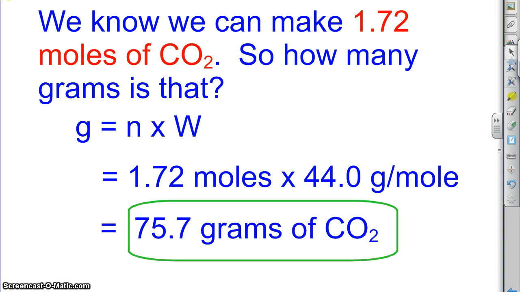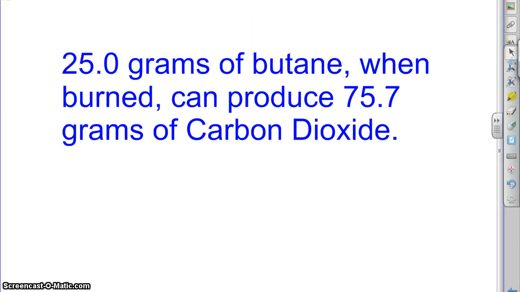So there we go. The 5th step, we've calculated the answer to the question. 25.0 grams of butane, when burned, can produce 75.7 grams of carbon dioxide. And now you can do stoichiometry.